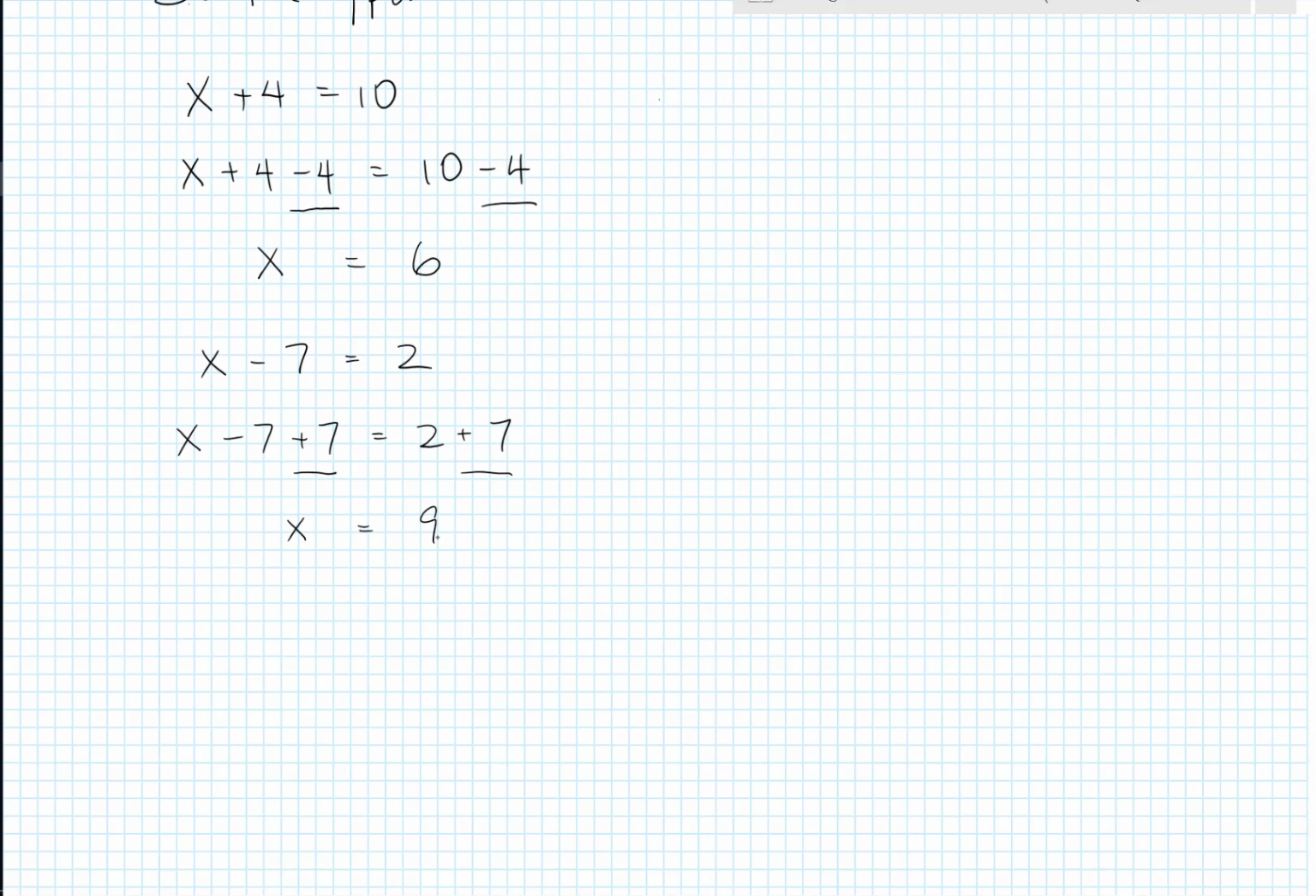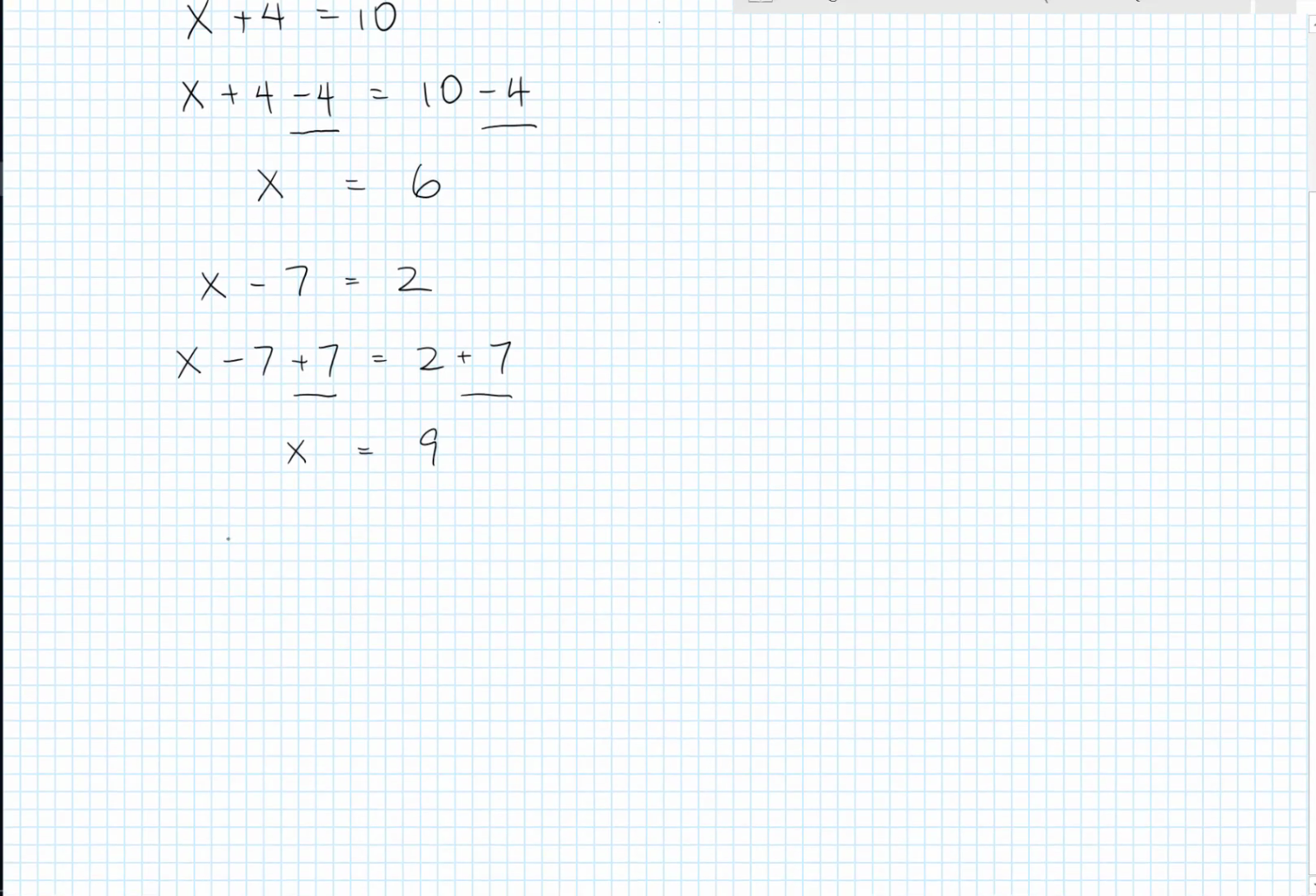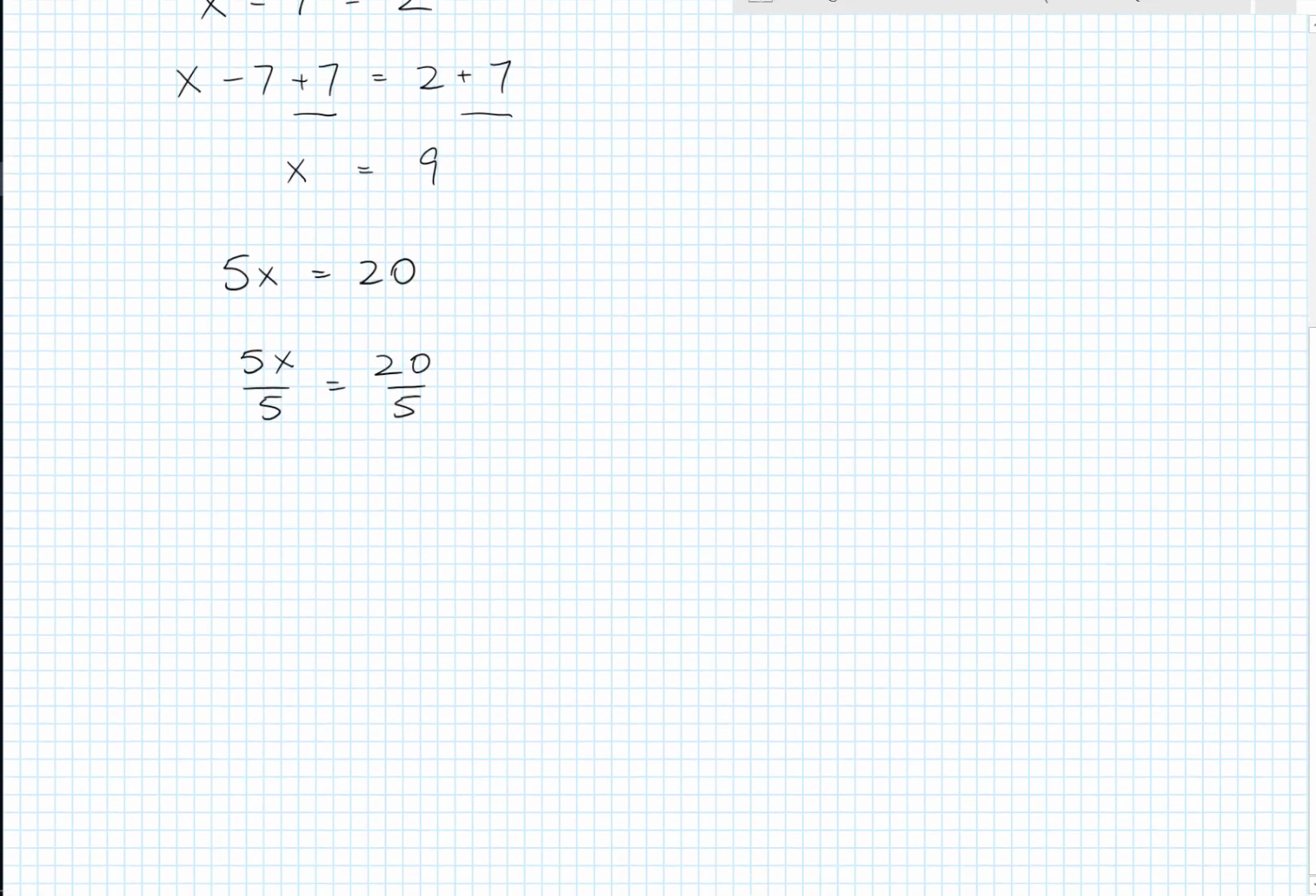Let's take a look at a slightly different equation. What if we have 5x equal to 20? So here, what are we doing to the x? We're multiplying it by 5. Well, what's the opposite of multiplying? Opposite of multiplying is dividing. So if I take the left-hand side and I divide it by 5, as long as I do the same thing to the right-hand side, divide it by 5 as well, then we're fine. The 5's on the left-hand side cancel out, leaving us with just an x. And on the right, 20 over 5 can be simplified to 4.